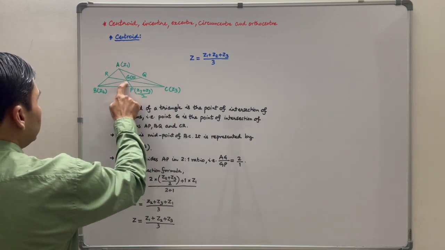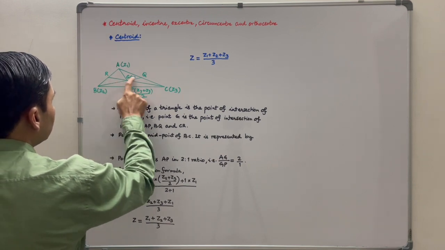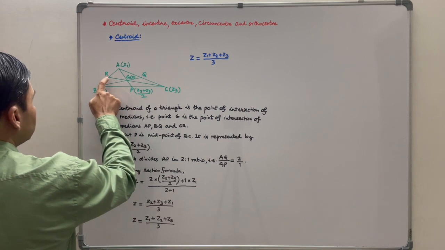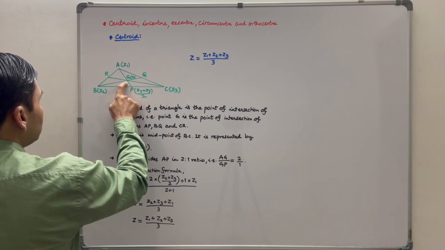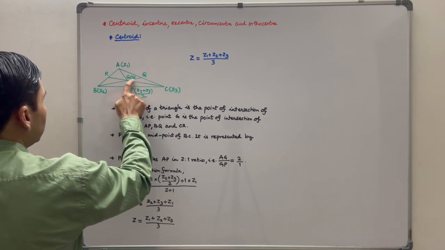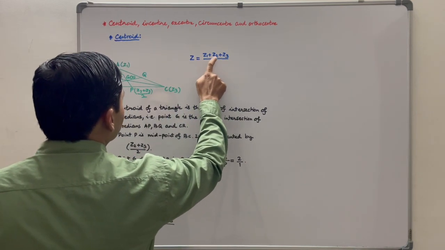Centroid is the point of intersection of three medians. In this figure, AP, BQ and CR are three medians. Their point of intersection, that is centroid, is represented by G. Suppose this is represented by complex number z. So z is equal to (z1 plus z2 plus z3) upon 3.